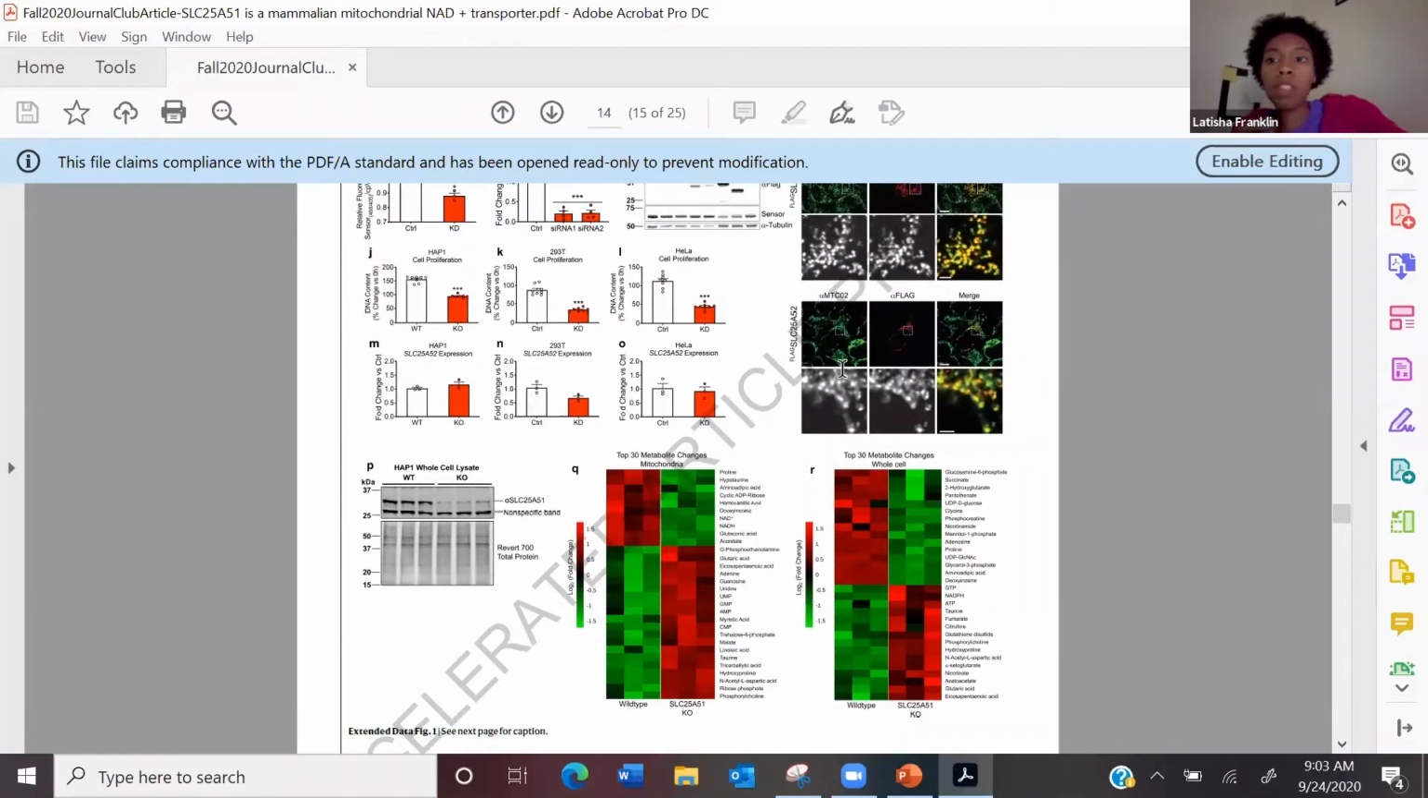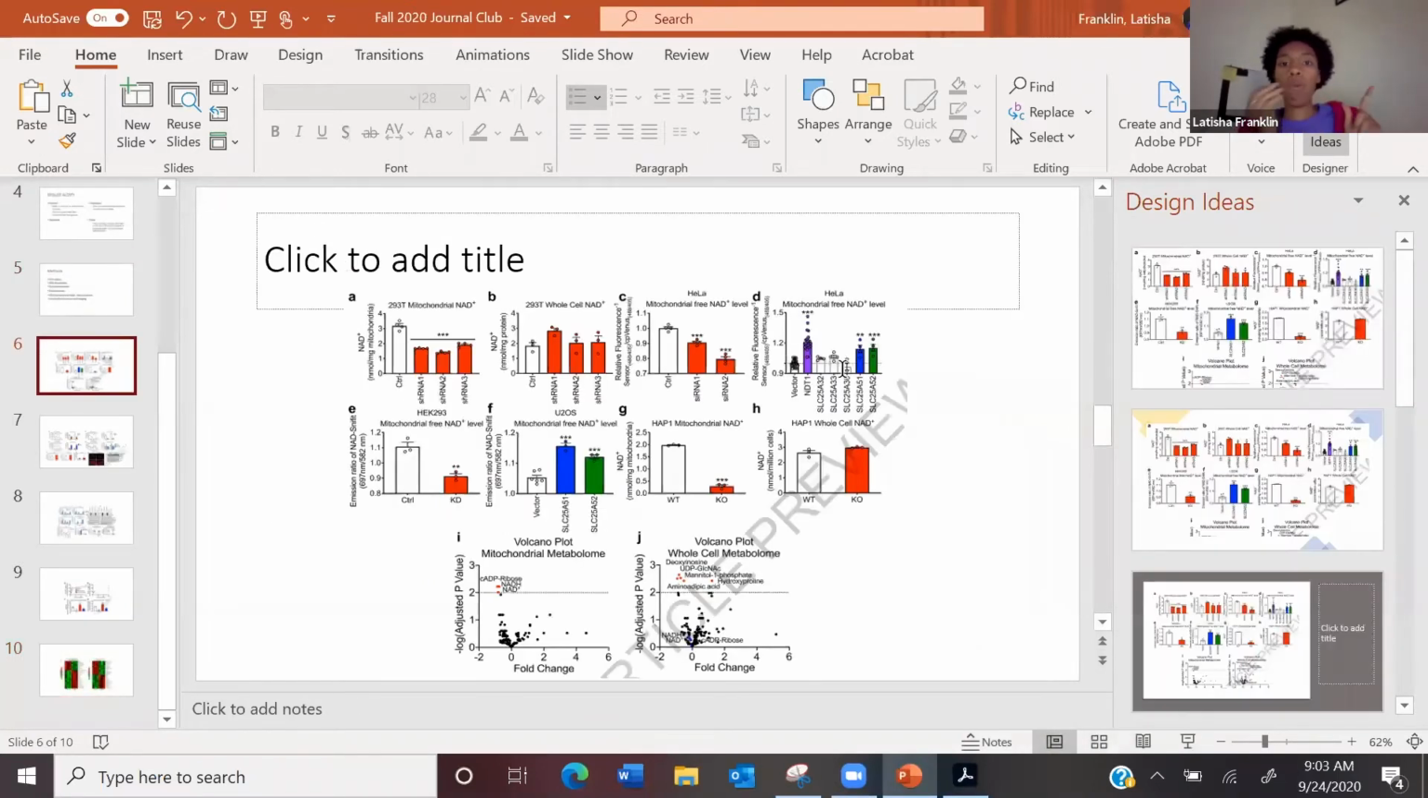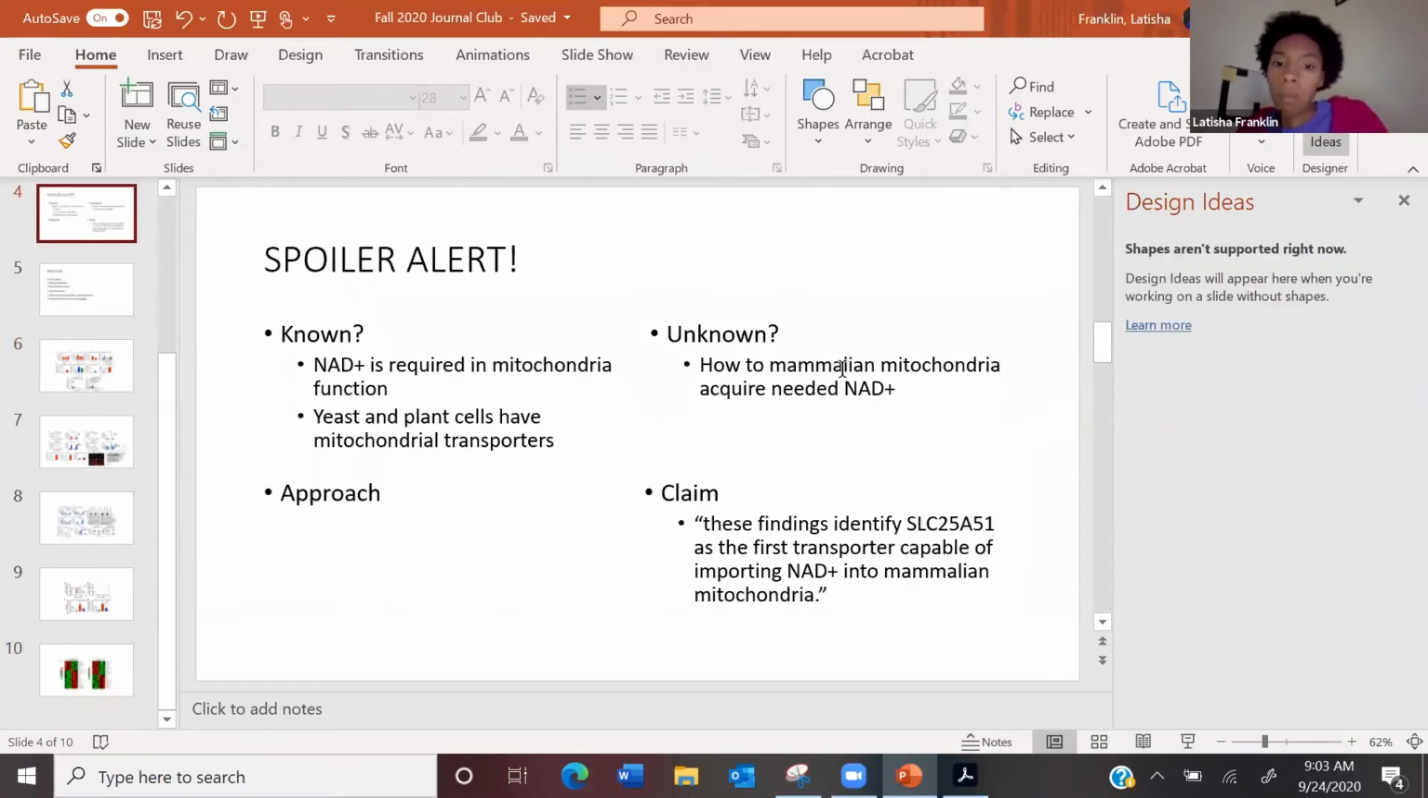So this is enough to start with for now. Now I'm going to come back here and see if I can tell the story of these findings: identify SLC25A51 as the first transporter capable of importing NAD into mammalian mitochondria. So that is the claim that they're making.